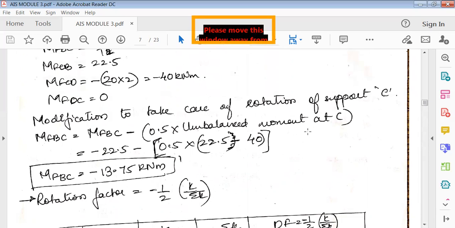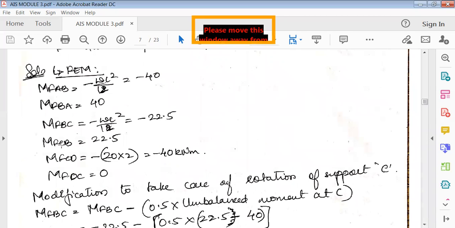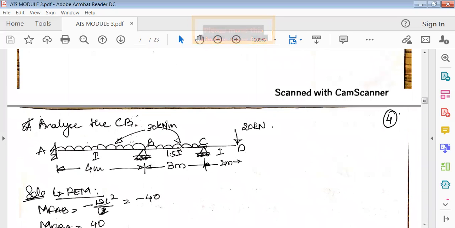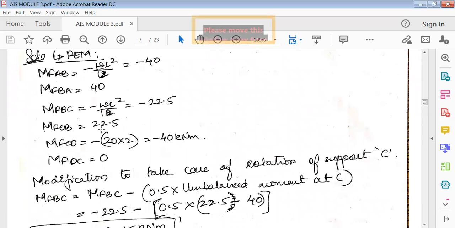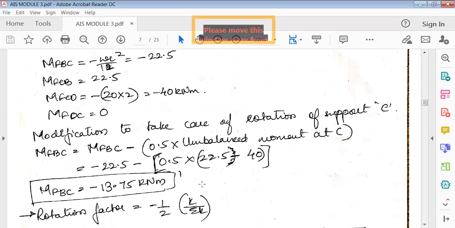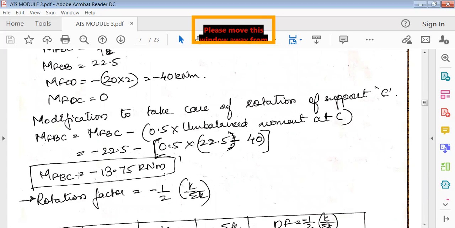Okay, so unbalanced moment at C. So at C, you can see here, this is now C. So it connects CB and CD, right? A joint C connects CB as well as CD. So use these moments here. So it is 22.5 minus 40. So unbalanced moment at C is 22.5 minus 40 into 0.5, then minus 22.5. So MFBC is now, this is the modified moment, that is MFBC is equal to minus 13.75.